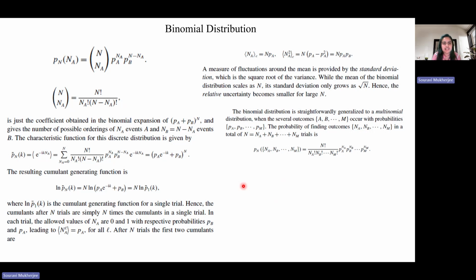So what is this telling us? That if there are two events A and B, because it's binomial, we're talking about two events, A and B, and each has probability of occurrence PA and PB. There are total n events. Out of them, how many A events do you have, or how many B events do you have? So how do you find that?